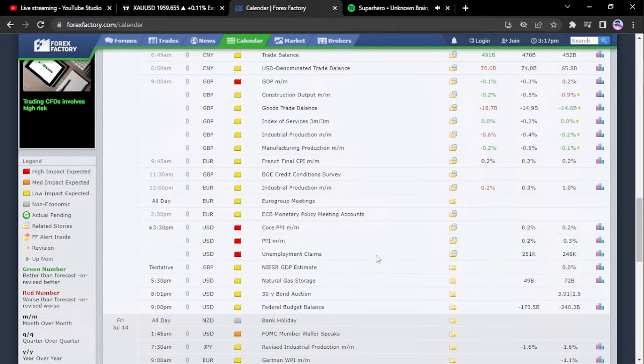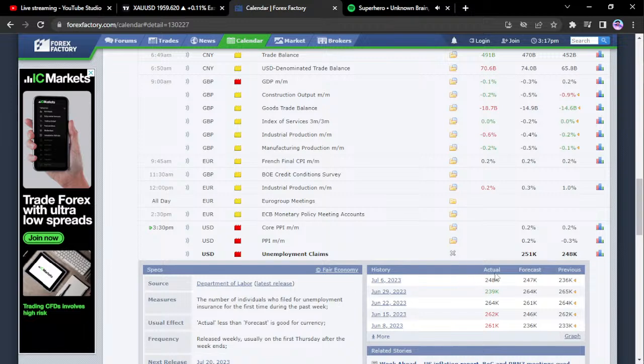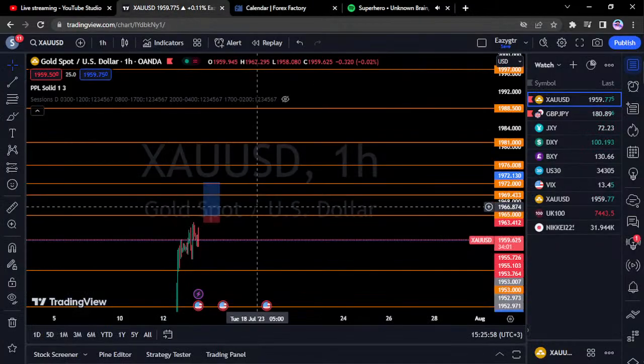So you just want to see what the jobless unemployment claims are. For us to get the buys on gold, we'll need to see the claims showing larger and consecutive increases. So here is the data for the unemployment claims. The previous one was an increase, so today they are expecting an increase. If there's an increase in the jobless claims, you're most likely going to see buys in gold.